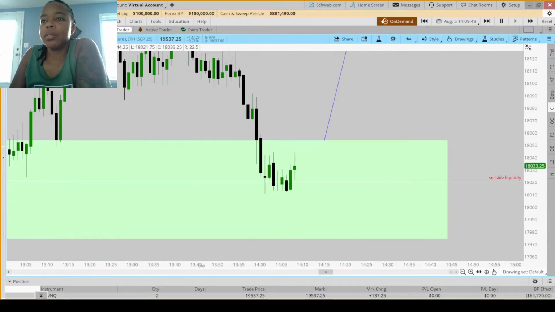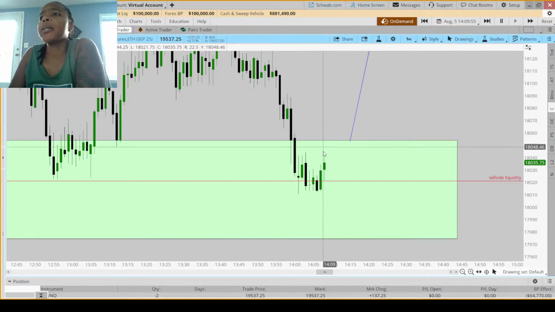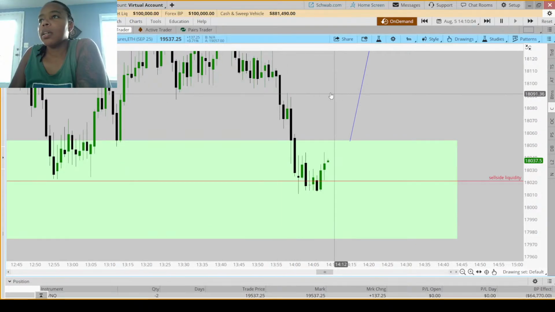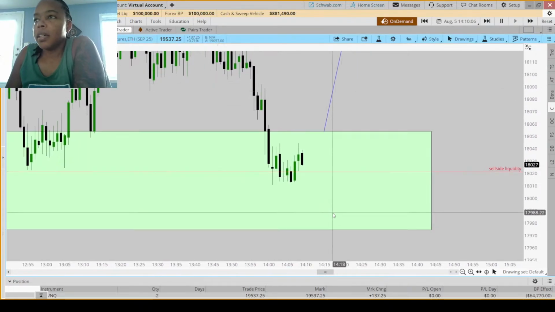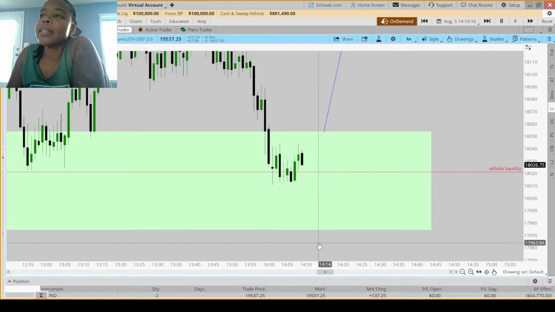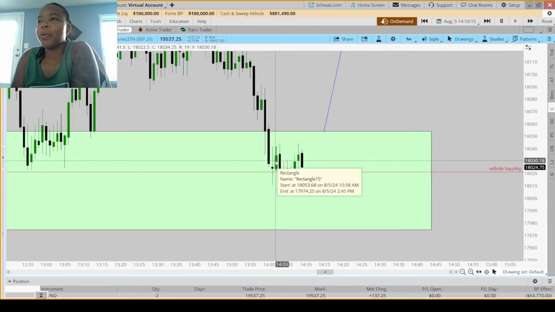Look at the bullish engulfing on the left just above the FVG high. Oh, this guy? That one? Or this one? Because we haven't shifted yet. Ah, you know what? I'm probably lying. This is a shift.